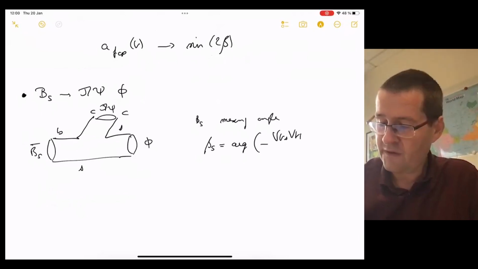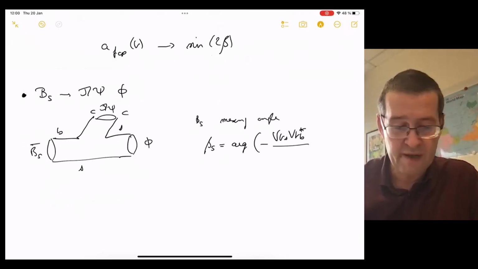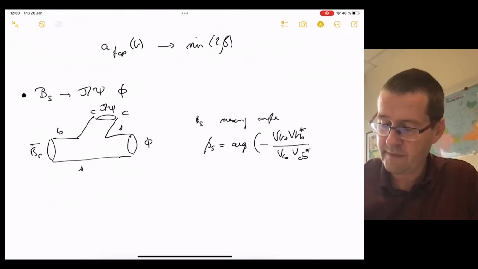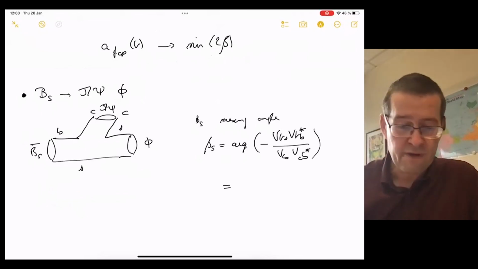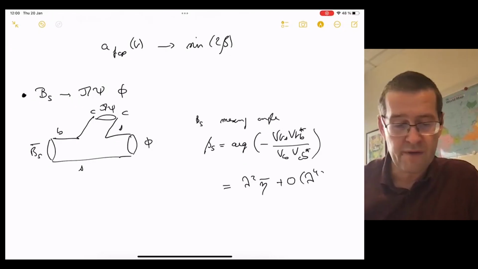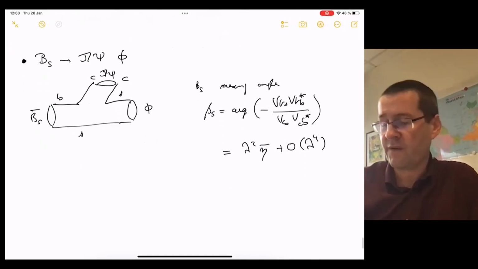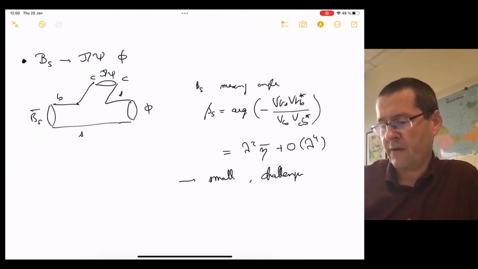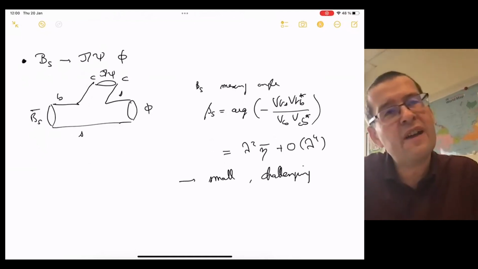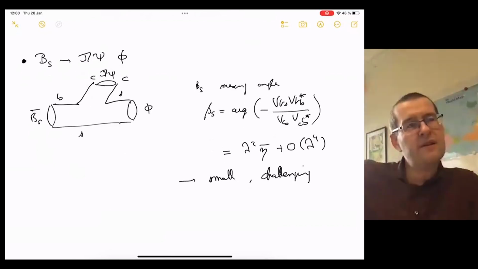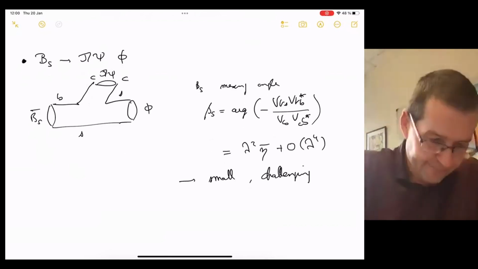So it's the same kind of definition as for beta, because that's the same physics, but you're replacing the D by S's. And you can show that in the Wolfenstein parameterization, it's going like lambda squared. So that's very small. So that's challenging, because you're trying to find the sign of a very small object, and that's going to give you the time dependence of this asymmetry.